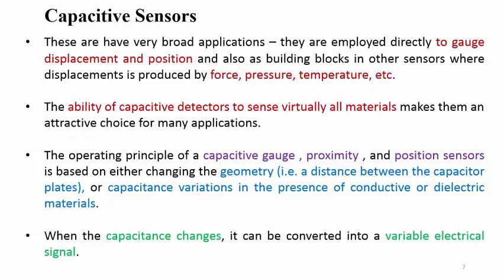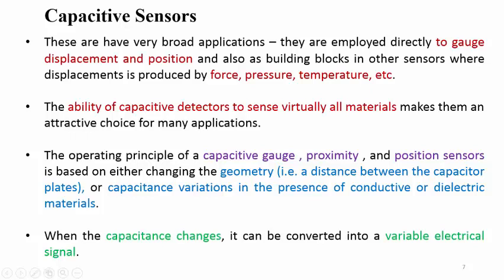Now we'll move towards the next type of sensor, that is angular or linear displacement or position measurement with the help of the non-contact based capacitive sensor. These have a very broad range of applications. They are employed directly to gauge displacement and position, and also as building blocks in other sensors where displacement is produced by parameters like pressure, force and temperature, etc.